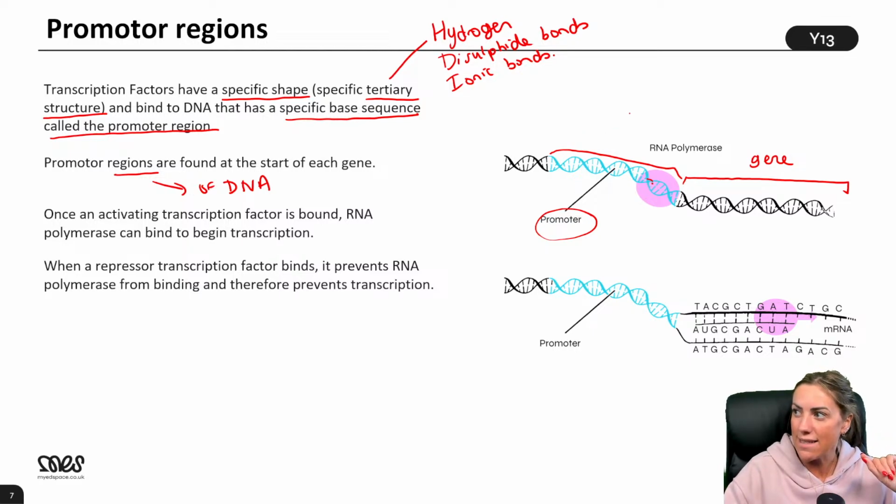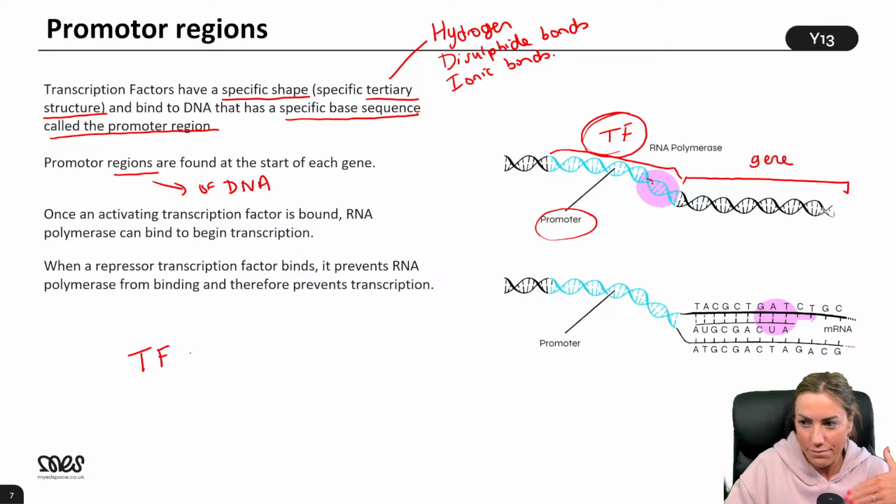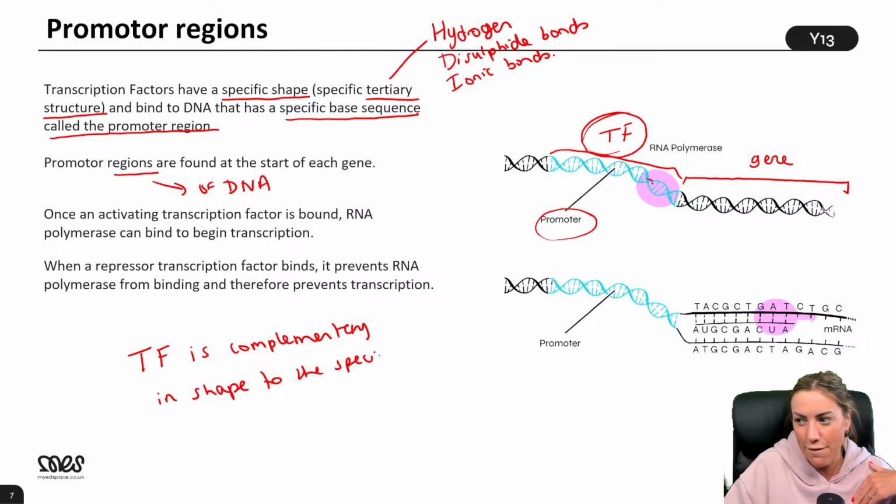Now what happens is the transcription factor, here's my transcription factor, can bind to that promoter region, okay? Now remember, the transcription factor is a protein, so we can start to think about shapes fitting together. The transcription factor is complementary in shape to the specific base sequence in the promoter region.